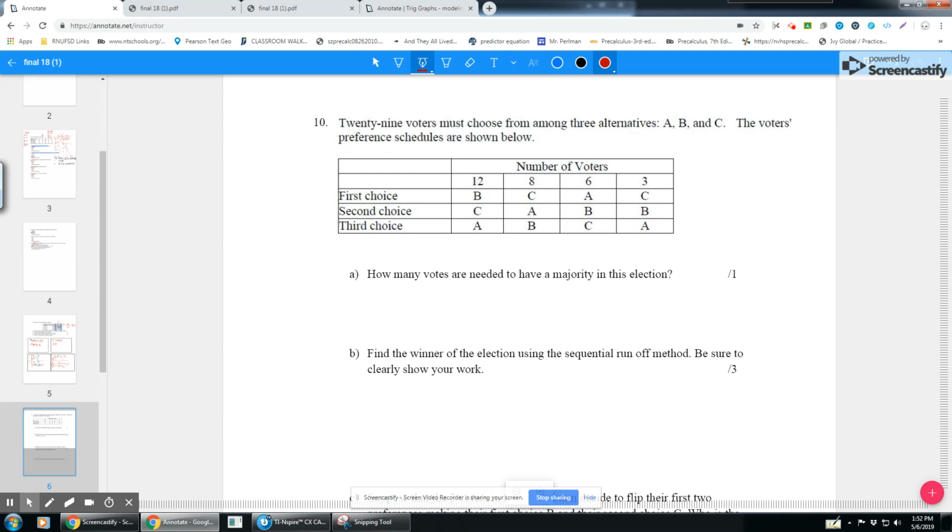All right, how many votes are needed to have a majority? Again, this is the same question over and over again. I've got 29 votes, so a majority needs 14.5. There needs to be 15 votes for a majority.